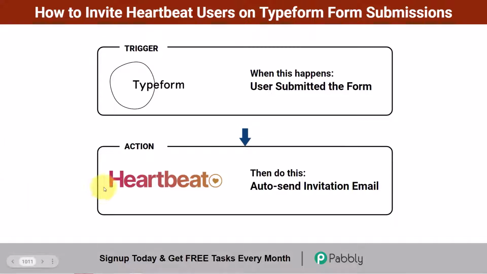As you all know, using the Heartbeat application, one can create a perfect online community. Assume that you have also created an online community with your users, and you want that whenever any user submits the form, the invitation to that community gets sent automatically. I'm going to do that by setting up an automation between Typeform and Heartbeat. Every time the user submits the form, the invitation will be sent automatically via Heartbeat.